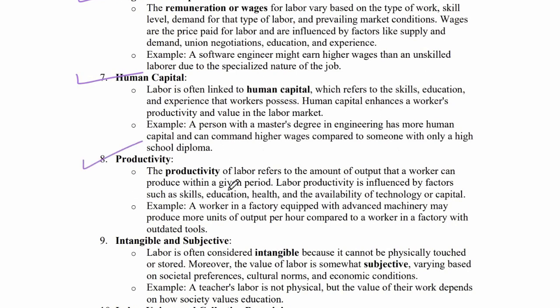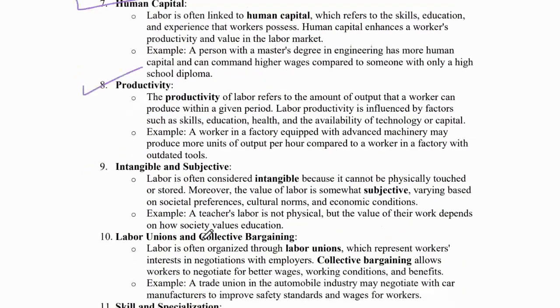Productivity. The productivity of labor refers to the amount of output that a worker can produce within a given period. Labor productivity is influenced by factors such as skills, education, health, and the availability of technology or capital. Example: a worker in a factory equipped with advanced machinery may produce more units of output per hour compared to a worker in a factory with outdated tools.